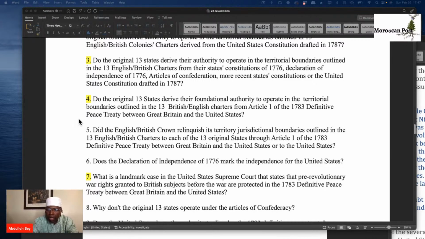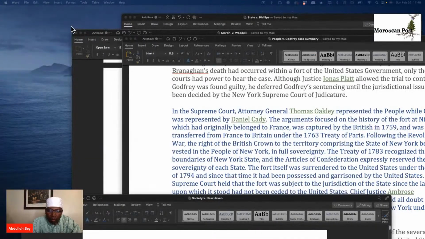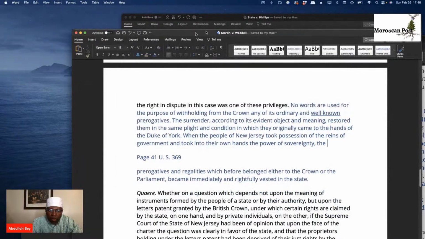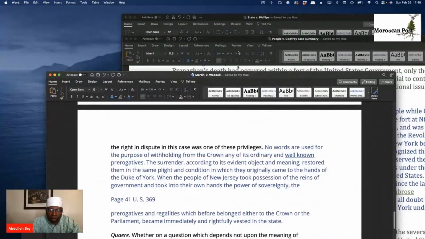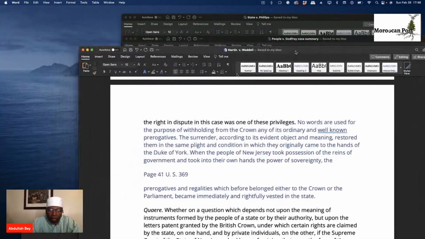Article 1, as we read, of the Definitive Peace Treaty. Go back to that. It was to reinforce learning. It's up here somewhere. Hold on, give me one second. Where are we? It's somewhere up here.